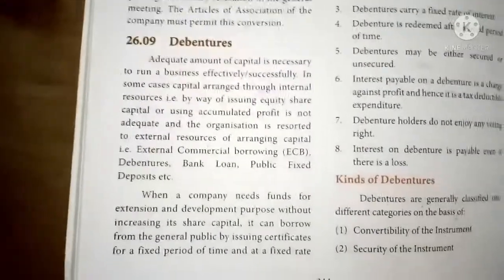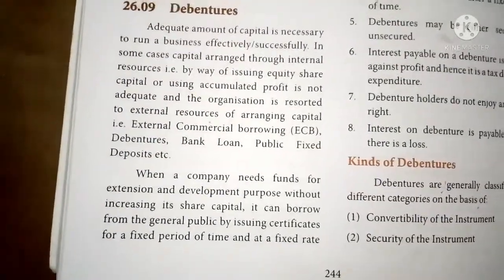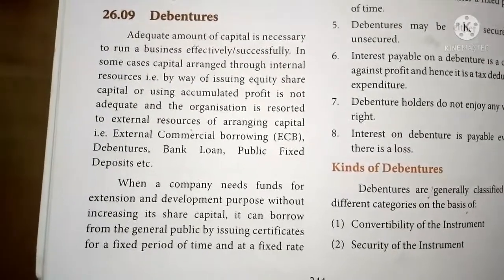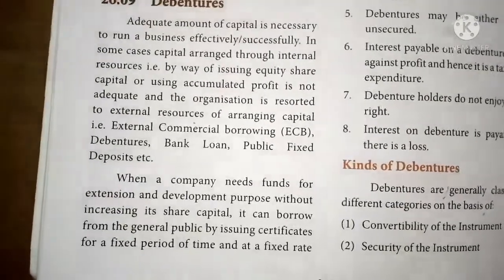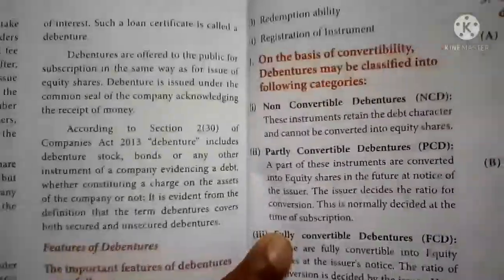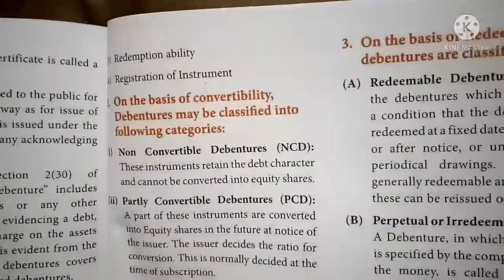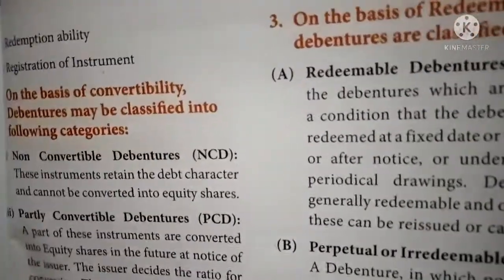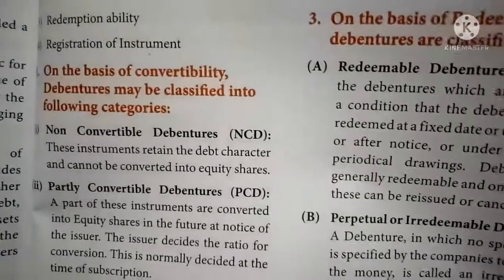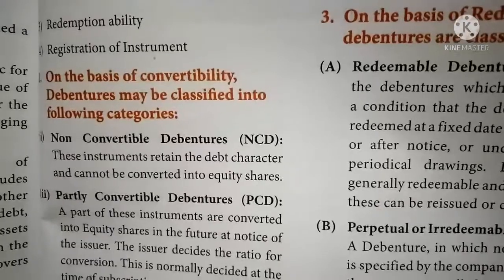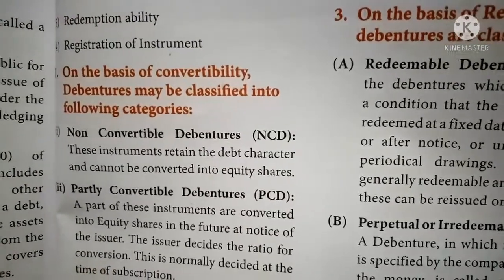Now, various kinds of debentures. Debentures are of various kinds: based on convertibility of the instrument, based on security, based on redemption, and based on registration of the instrument. First, on the basis of convertibility, there are four types of debentures.